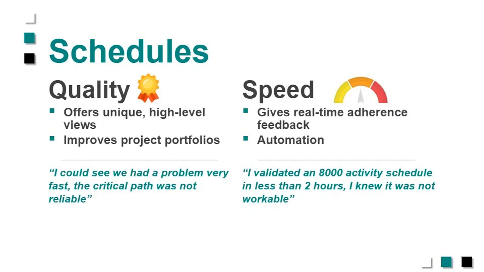The ones that I really like are the ones that tell us how much time they have saved. I validated an 8,000 activity schedule in less than 2 hours. Even I knew it was not workable. If you had to go over that 8,000 activity schedule, it would have taken much more than 2 hours to go line by line trying to figure it out without the aid of P6QA.